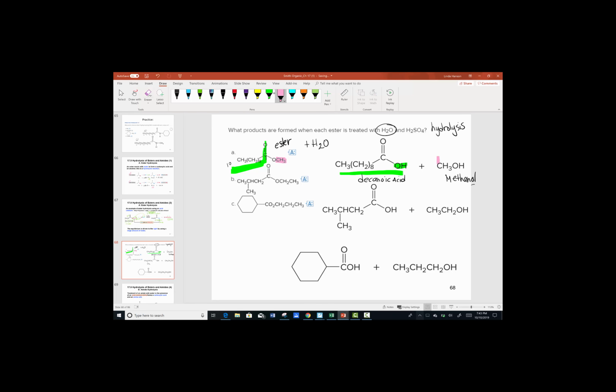For letter B, here is the acid portion, and here is the alcohol portion. And so as we begin writing the carboxylic acid, there are 4 carbons. So I see 1, 2, 3, 4. On carbon 3, there is a methyl group. So this would be 3-methylbutanoic acid. And on the alcohol portion, there are 2 carbons. And so the alcohol becomes ethanol.